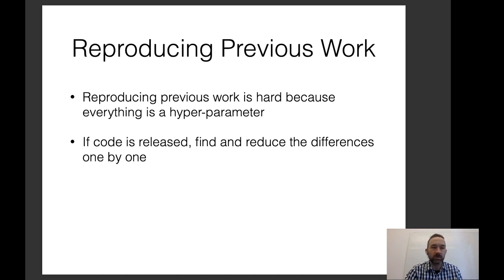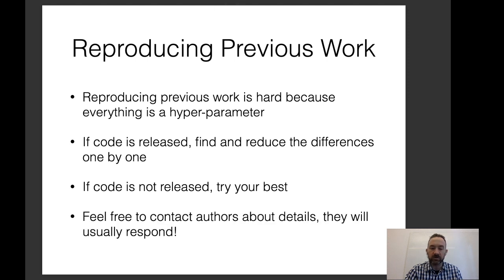So you can run the code yourself, or if you want to reproduce it in your own framework, you can look at the previous code and find and reduce the differences one by one. If the code is not released yet, it makes things a lot harder and you'll have to try your best. But one thing I'd highly, highly recommend is to just feel free to go ahead and contact authors about details of their work. Researchers are always happy that other people are using their work. That's the reason why they become researchers most of the time, because they want to build something useful. So usually in my experience, people will respond and try to be helpful with this.